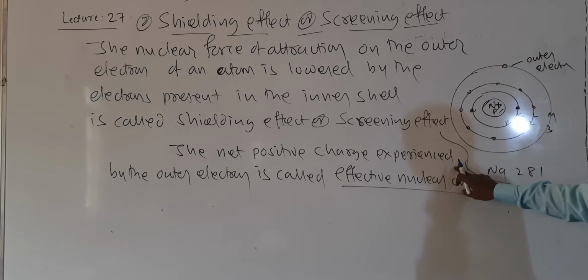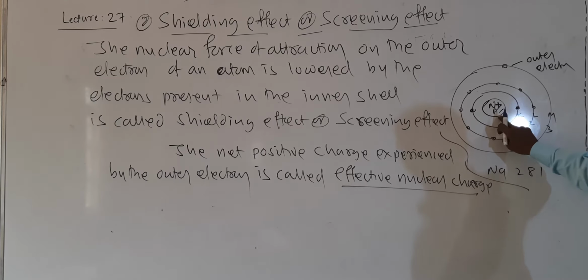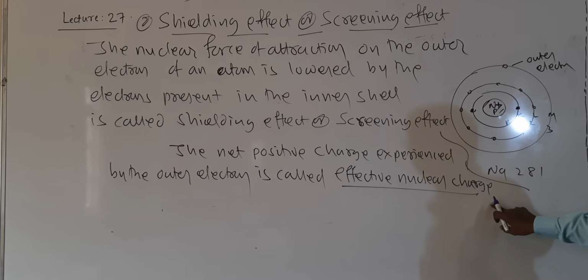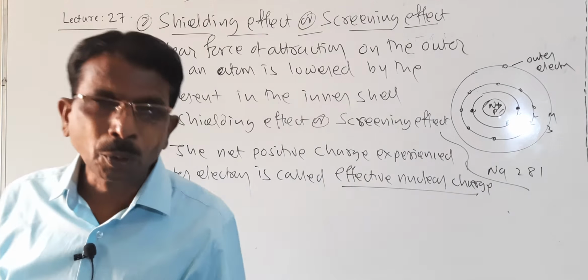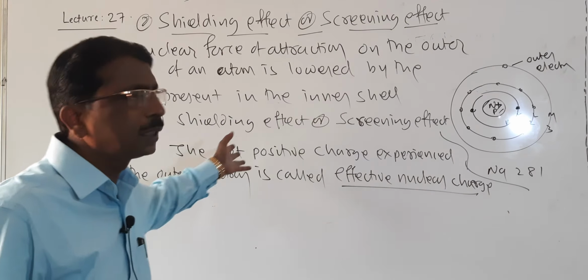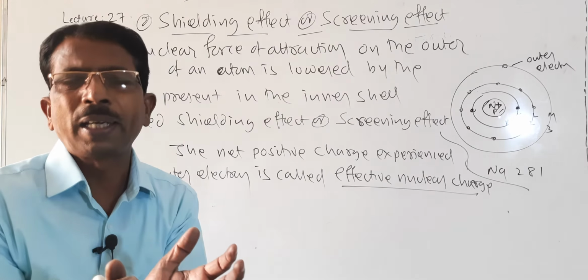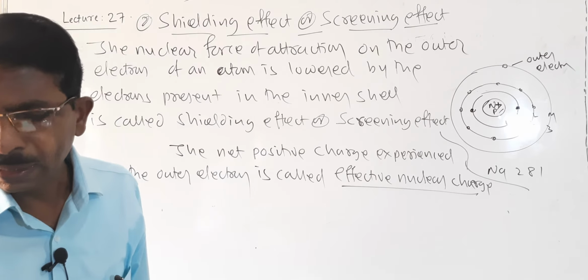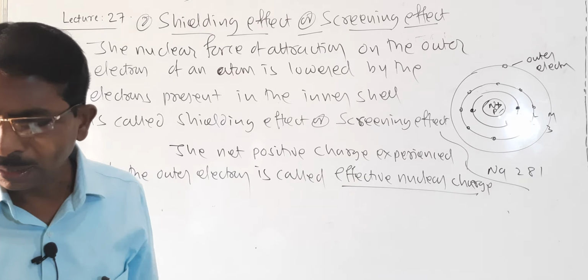Here, the net positive charge experienced by the outer electron, whatever the charge it experiences from the nucleus, is called effective nuclear charge. The nuclear force of attraction on the outer electron is reduced or lowered by the presence of inner electrons. So the inner electrons will shield the nucleus. This is called the screening effect, or the shielding effect.